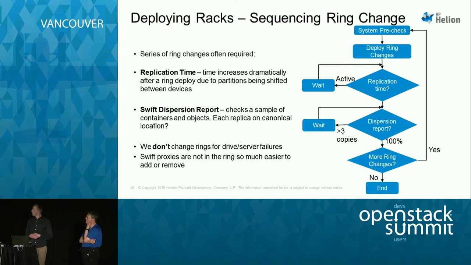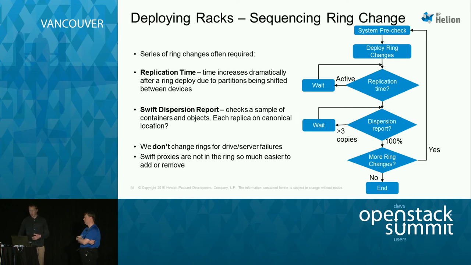The other tool that we use is the Swift Dispersion Report. This is quite a handy tool to give a good snapshot of your system. What it does is it pushes out a number of tiny objects and containers to a set percentage of partitions in your system. Then when you run the report, you can check these objects and containers and see, are all the replicas where they should be? When your system is in good health and all the objects and containers are where they should be, you'll get a 100% report back. However, once the rings change and the partitions are in different places to where they should be, you don't get 100% coverage, and you want to wait till that gets to 100%, and then you can do your rings again.